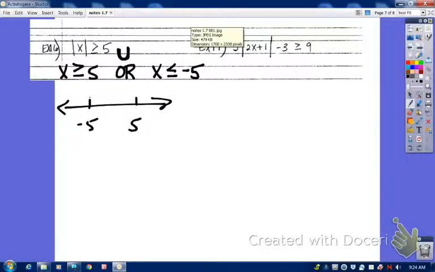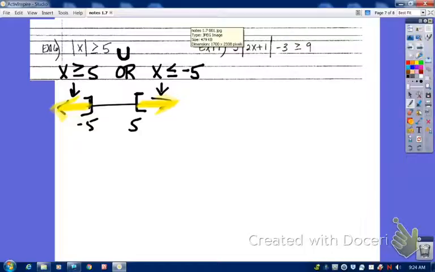So we're graphing all the numbers that are greater than or equal to 5, and all the numbers that are less than or equal to negative 5. And that's what our graph would look like. So this one's a little bit different. When we write our interval, we actually have two intervals. We have an interval on the left, and we have an interval on the right. Okay? Or means you're graphing everything.